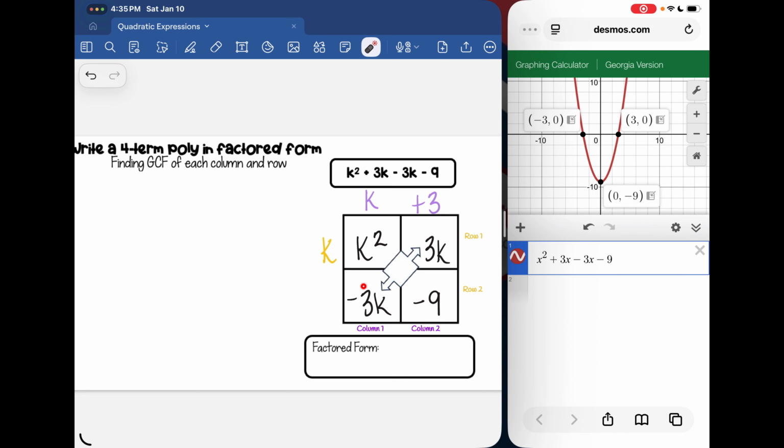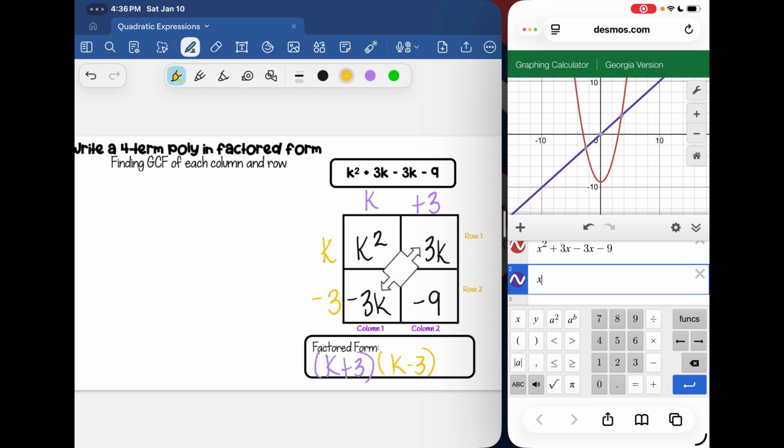And then I look at this box and I say, what can I multiply by k to give me negative 3k? Or what can I multiply by 3 to give me negative 9? So to get negative 3k, I can multiply k by negative 3. And this should be right because 3 times a negative 3 gives me a negative 9. So my 2 factors, one would be k plus 3, and the other factor would be k minus 3.